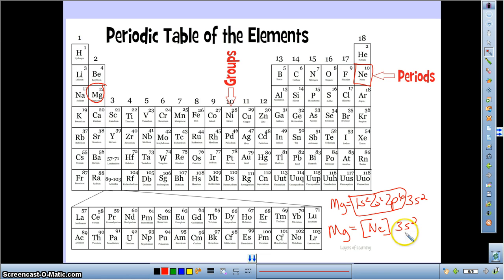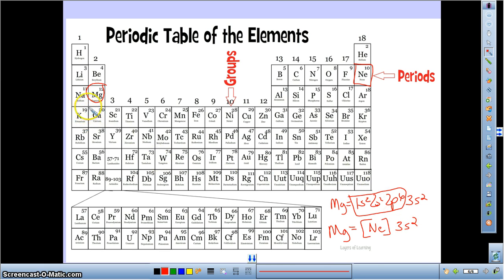The cool thing about writing it this way is it makes it pretty obvious what your valence electrons are, because you can see the higher principal energy levels out here to the side. So 3s2, and that's our valence electrons for magnesium.